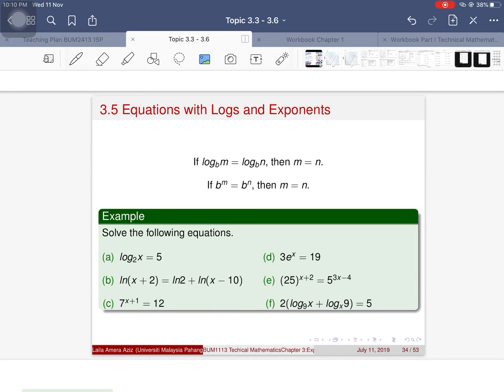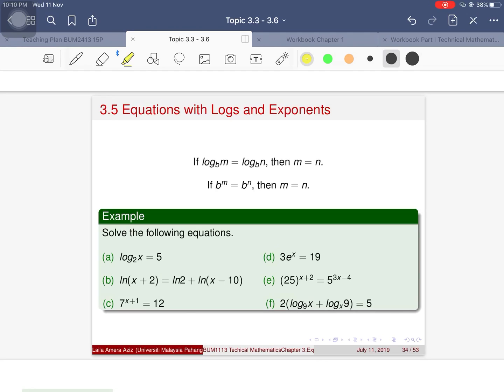Alright, for this subtopic 3.5, we're going to have a look at how to solve equations that have both types of equation that we have seen before. So it's going to involve both logs and also exponents. And this will be the idea that we're going to apply.